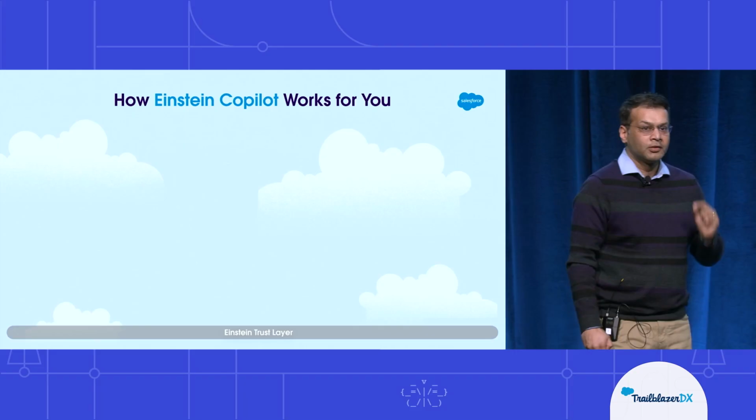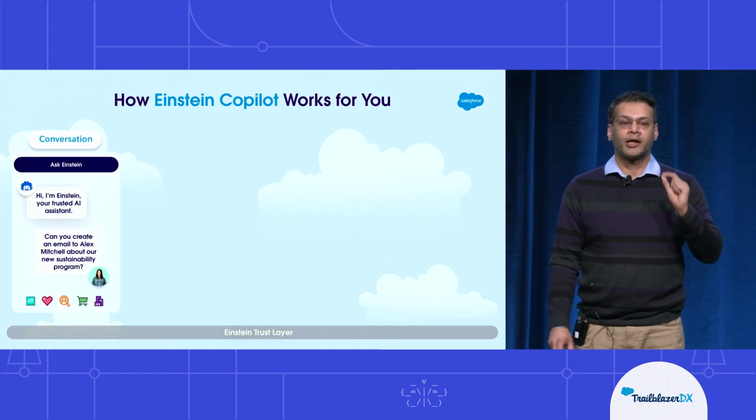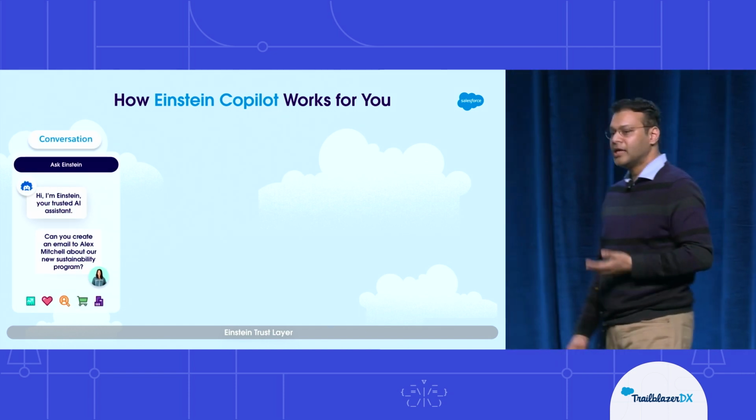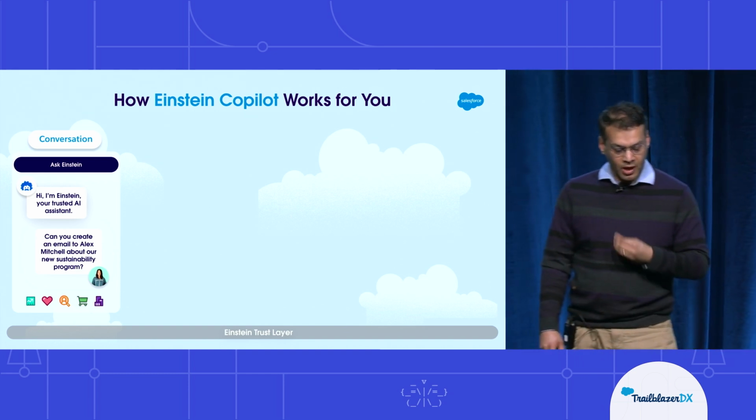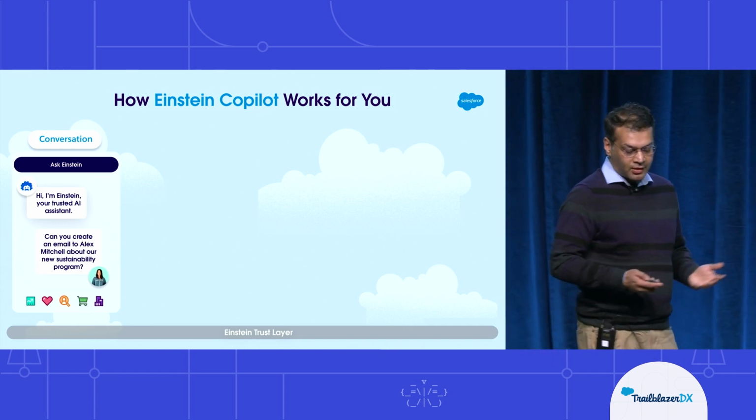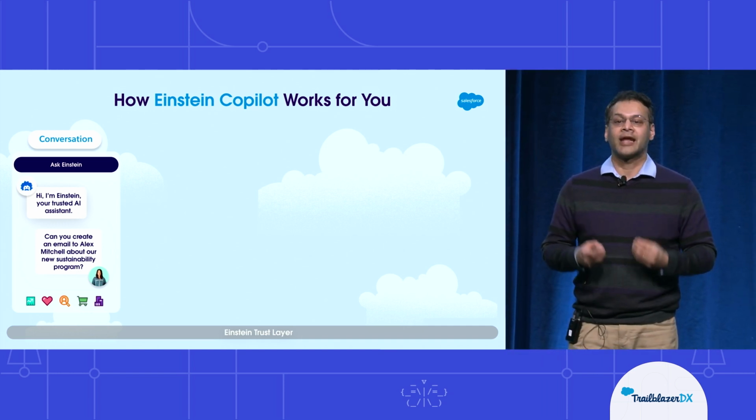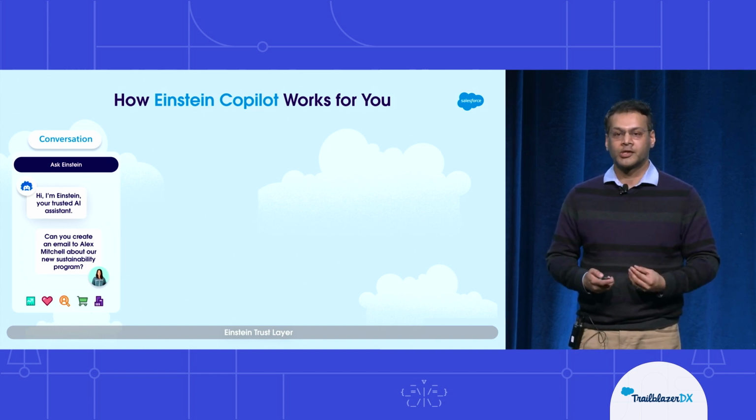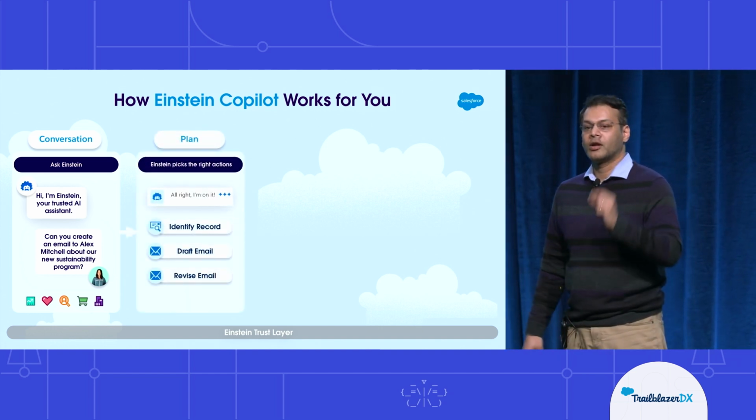So let's look at how Copilot works behind the scenes. It starts off with the user providing an input, which we also call an utterance. So in this case, hey, can you create an email to Alex Mitchell about our sustainability program? If you see what happens, the user is asking to create an email to Alex. So Alex is an entity inside CRM. And we use that Salesforce metadata to understand what the user is trying to do. Then we generate what we call a plan.